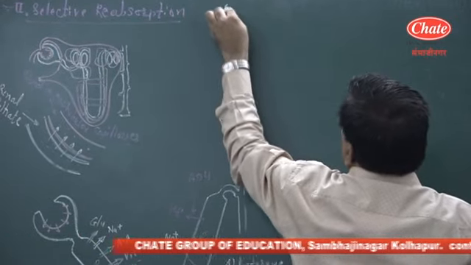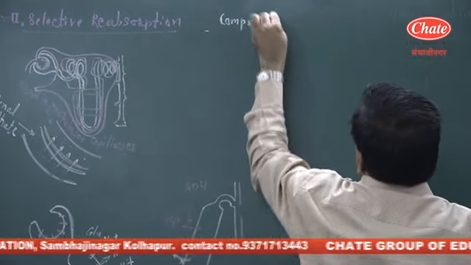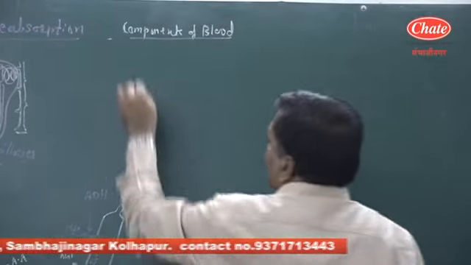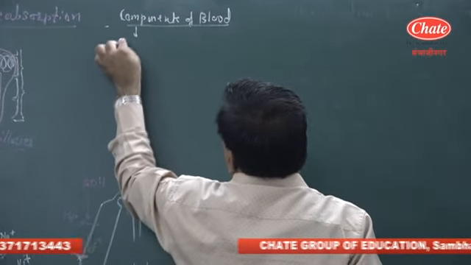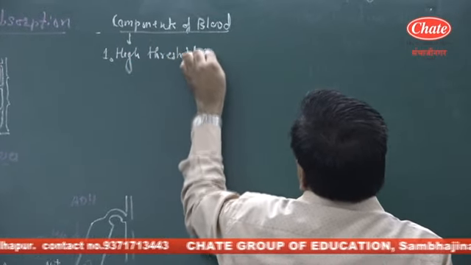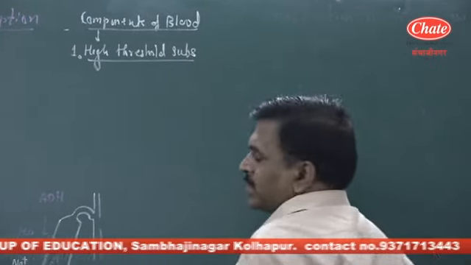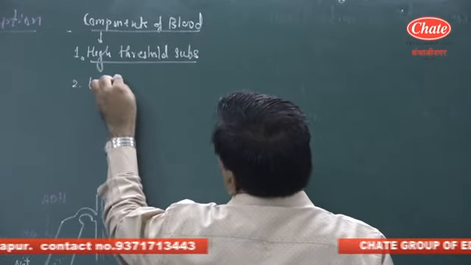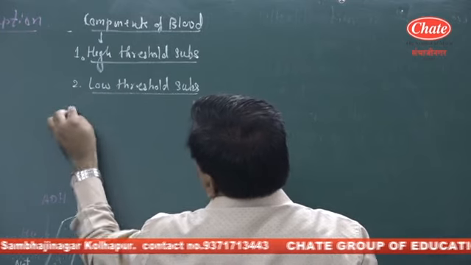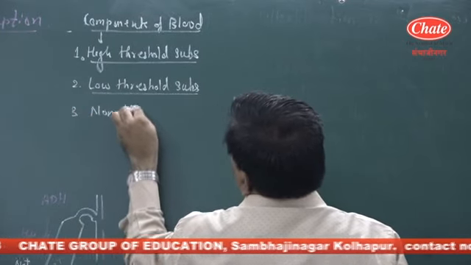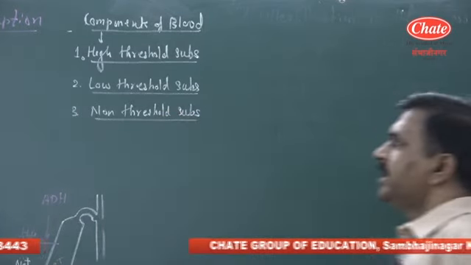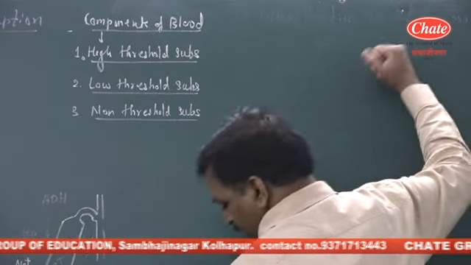So the components of blood which get reabsorbed are broadly divided into three groups: first, high threshold substances; second, low threshold substances; and third, non threshold substances. So concentrate on these three different types of substances.